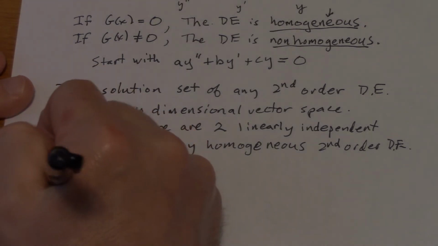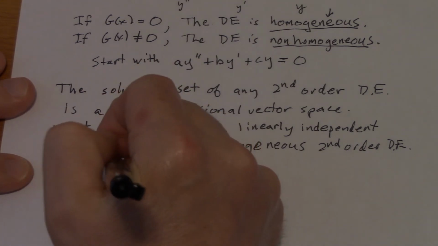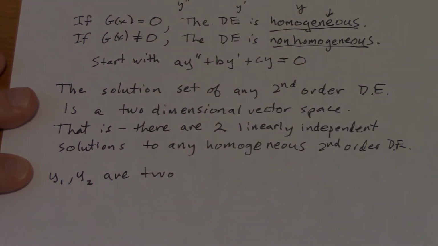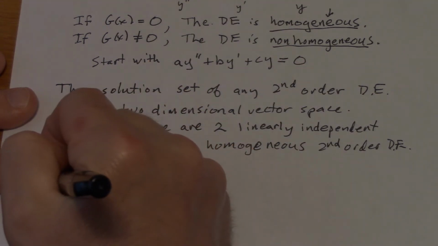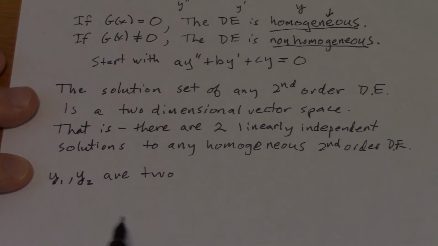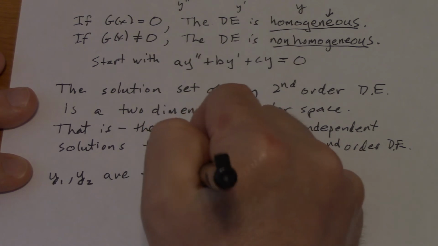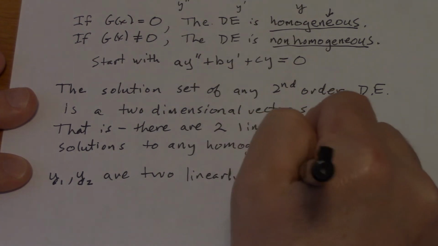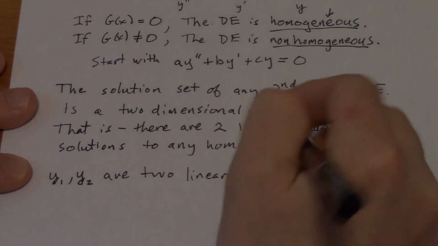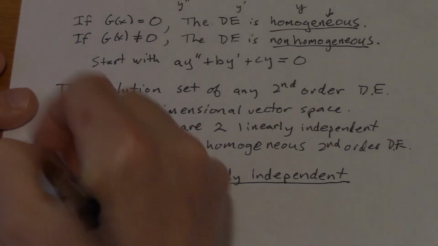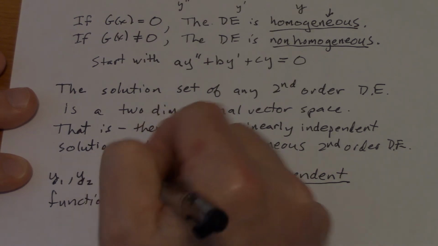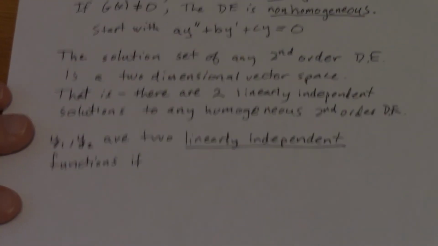Okay? So y1 and y2 are two, and technically these guys are vectors. So when we're talking about linear independence and a vector space, we're really talking about vectors, but these are really functions that act like vectors. These are two linearly independent functions if, okay, so here's the definition of linear independence.